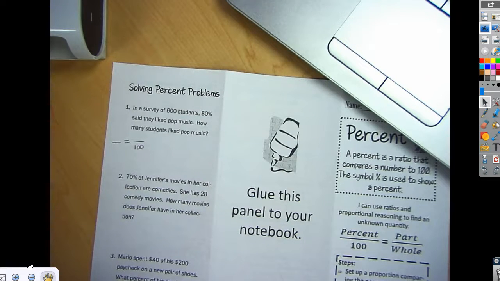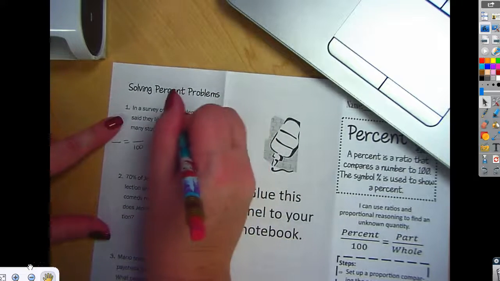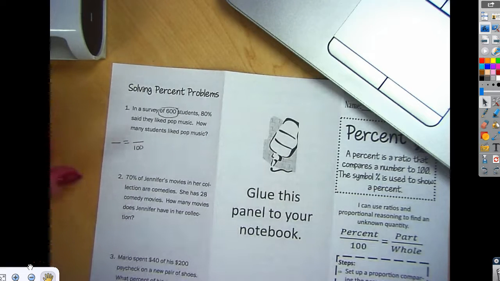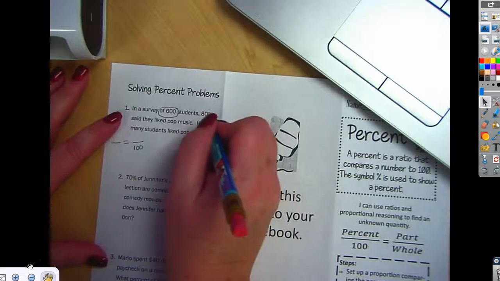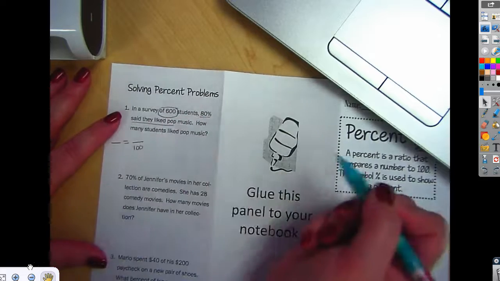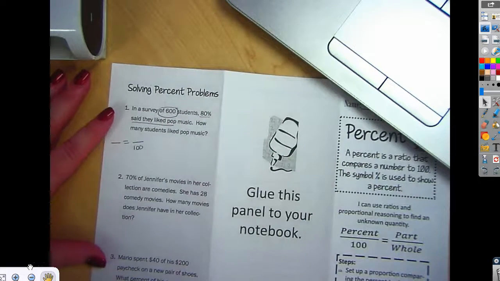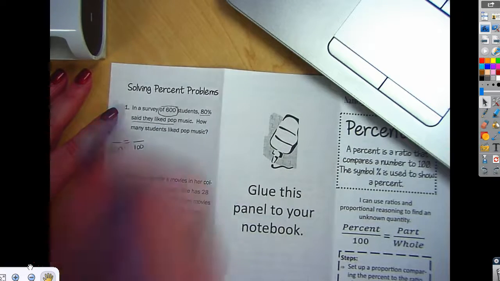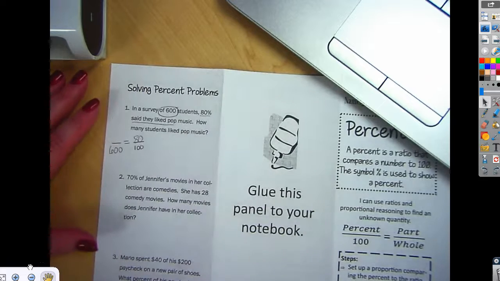Now we're going to read this word problem and try to pick apart what it is that we have and what we still need to find. In a survey of 600 students. Is that a clue right there? That's our whole. The whole amount of people that we are asking is 600. 80% said they liked pop music. How many students liked pop music? So we took a survey. Our whole group was 600 people. 80% liked pop music. Now can I solve this problem?